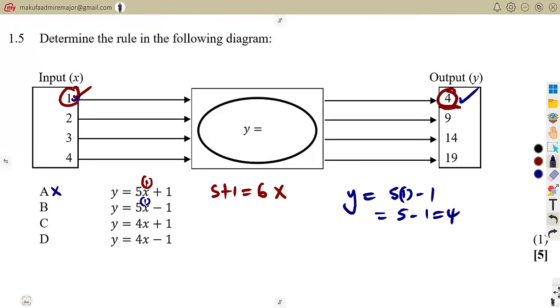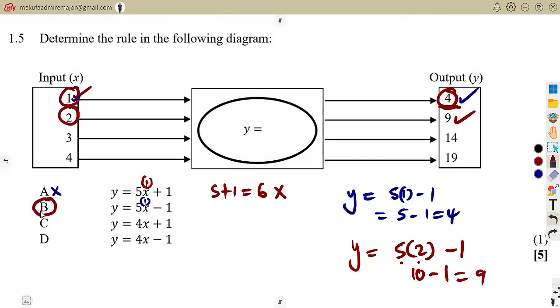But try and substitute another one to prove that it is exactly the one. We move on when x is 2. So y is equal to 5 into 2 minus 1. 5 times 2, that's 10 minus 1, which is going to give us 9. Exactly what we have. So B is the correct answer that we need.